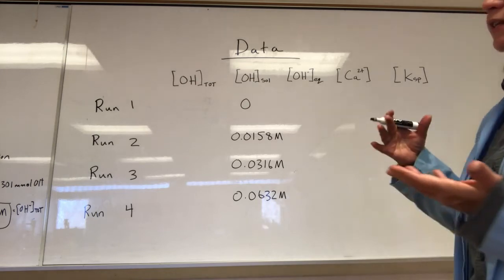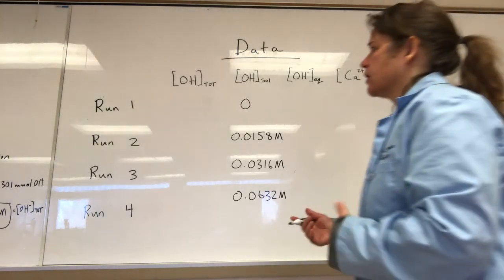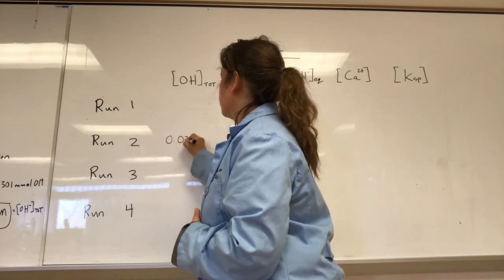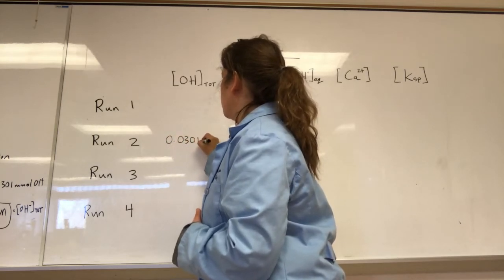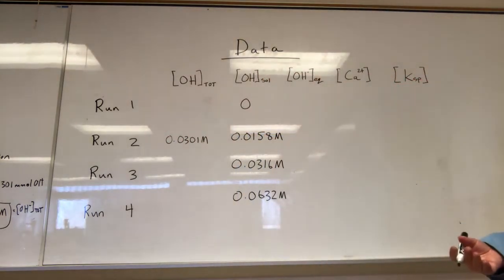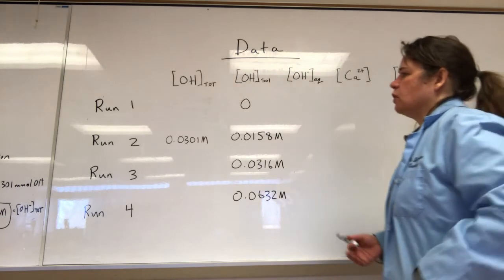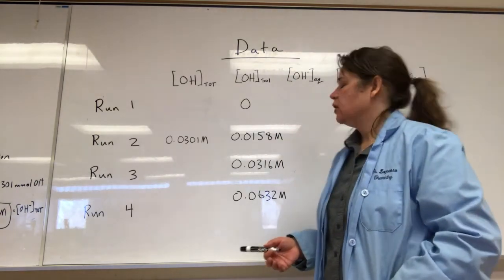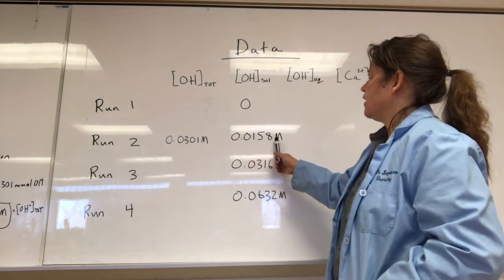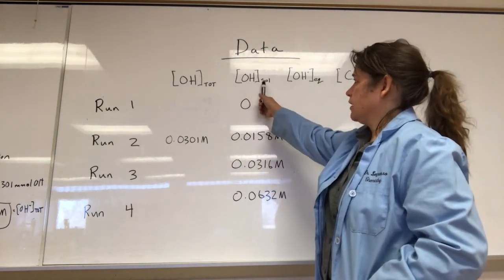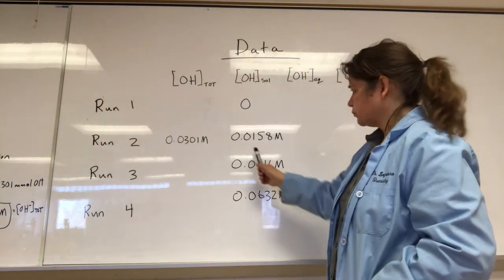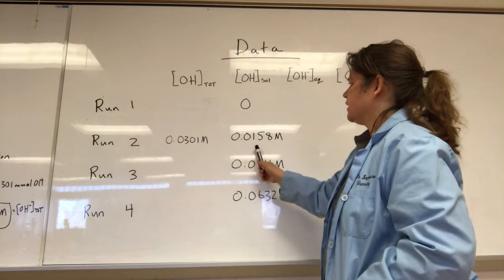So let's say that the calculation that I just did was what I discovered. In run number 2, I discovered a total of 0.0301 molar hydroxide ion was found in my solution. In run number 2, what was done was calcium hydroxide was dissolved into a solution that already contained 0.0158 molar hydroxide ion. So that's the hydroxide ion provided by the solution. Okay, the solution was already containing this amount.